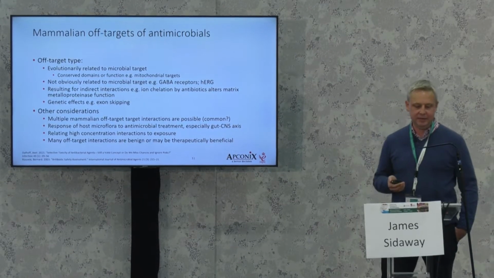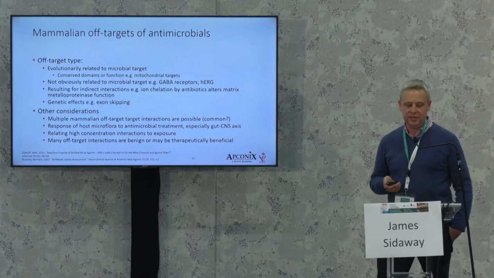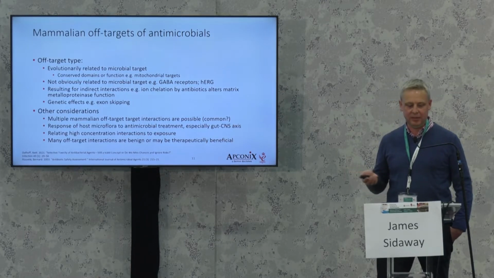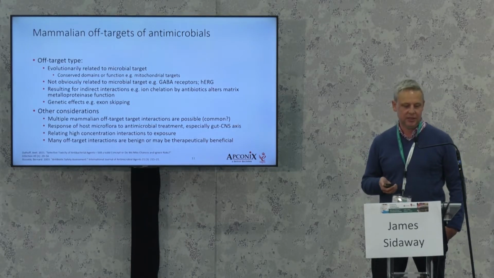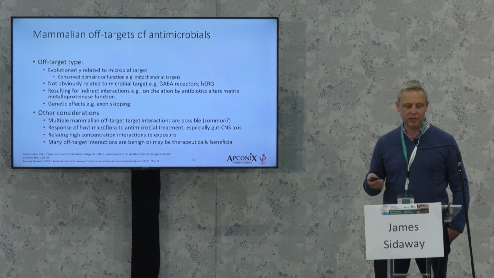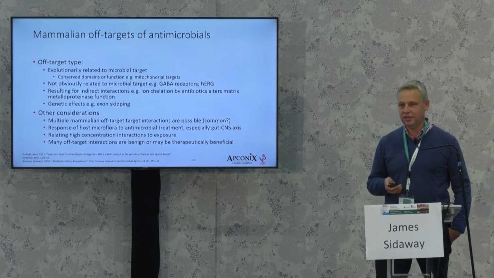So if we think about mammalian off-targets of antimicrobials, what are we really talking about here? I think I'm probably overlapping a little bit with one of the earlier speakers. The way I thought about it is we're talking about several different types. So we've got evolutionarily conserved targets that are related to the microbial target. That might be based on a conserved domain of function, and mitochondrial targets are an obvious example.